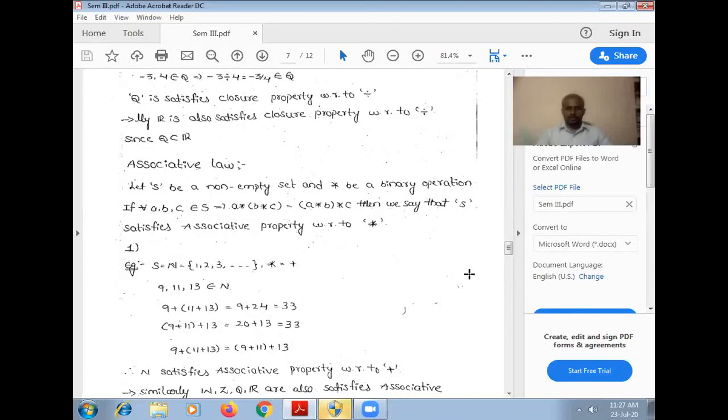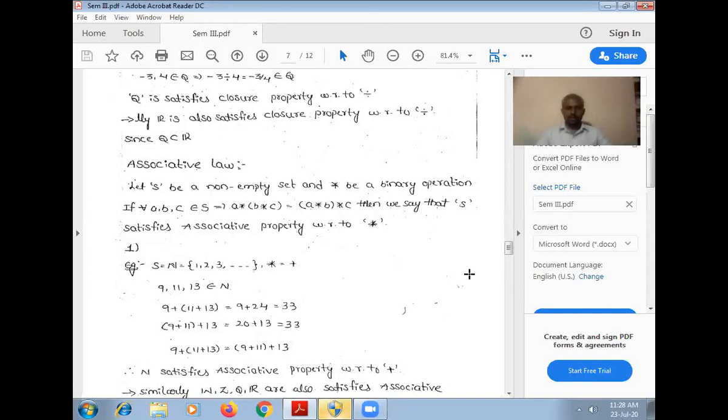Now I verify the condition of the associative law here. 9 plus of 11 plus 13 equals: within the bracket, 11 plus 13 is 24. Now 9 plus 24 is equal to 33. This is the LHS value of the associative condition. And the RHS value is 9 plus 11, which is 20, and 20 plus 13 equals 33.